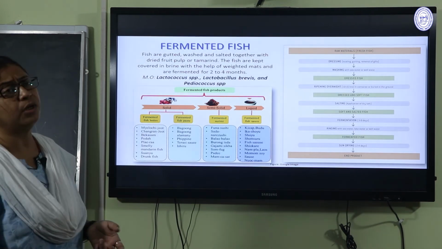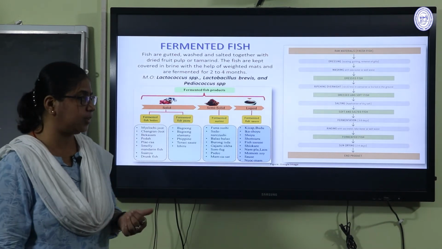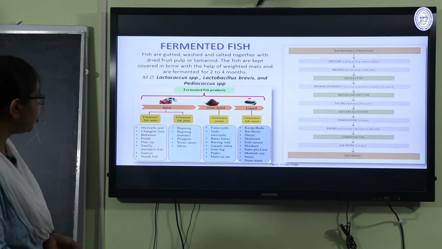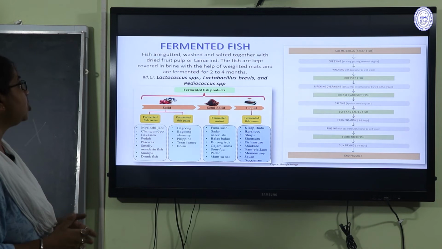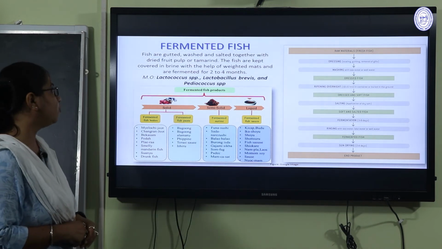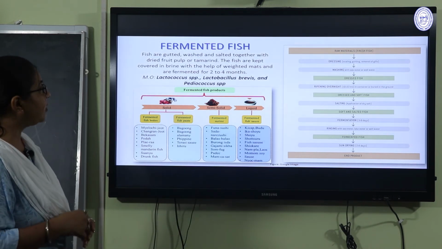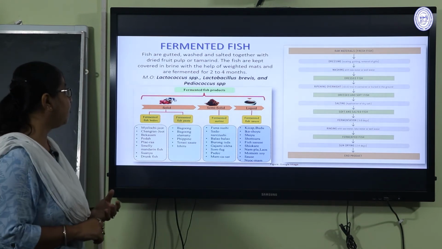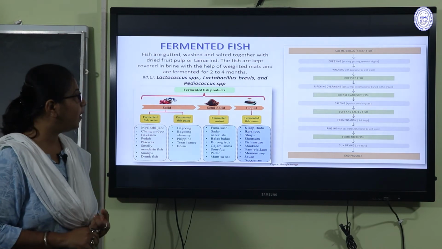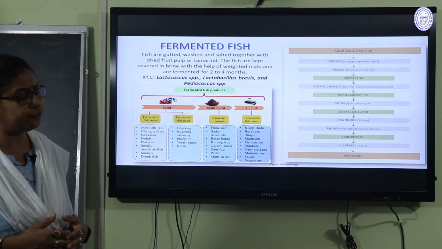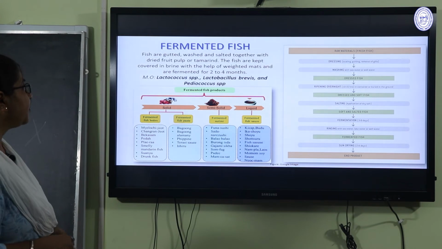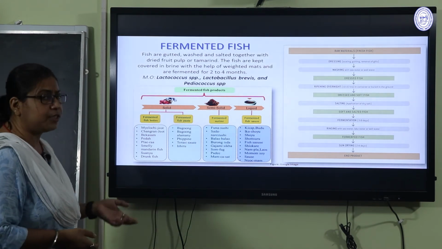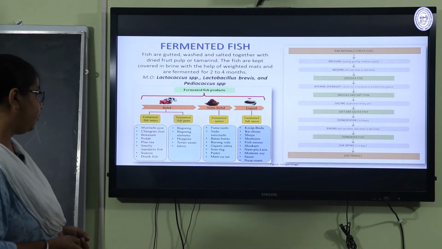Now coming to fermented fish products. Fermented fish are fish that are gutted, washed and salted together with dried fruit pulp or tamarind, and the fish are kept covered in brine with the help of mats and are fermented for 2 to 4 months. There are many types of fermented fish products, and they are solid, semi-solid and liquid. Solid fermented products are fermented fish bodies and fermented fish paste.